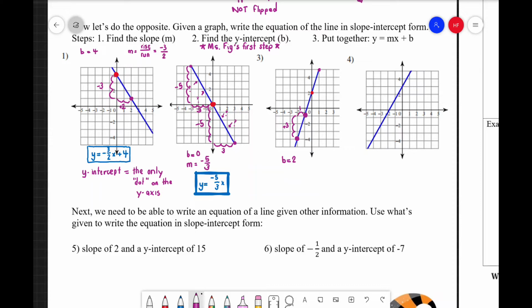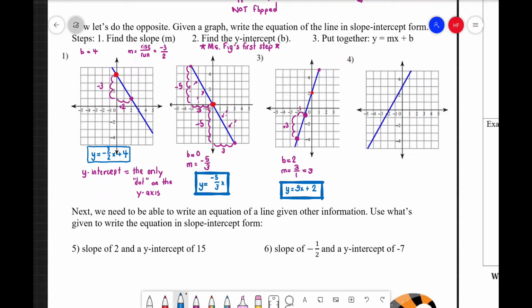So up 1, 2, 3, over 1. Now in the problems we did before we were writing the equations from the graph, if it's 3 over 1, that's just 3. So our slope is 3. So then we have both the m and the b, so we can go ahead and write our equation. y equals mx plus b. So 3x plus 2 is our equation that gives us that line.